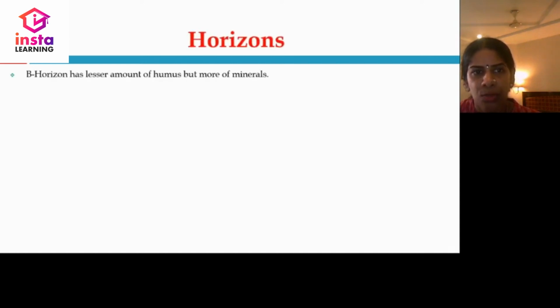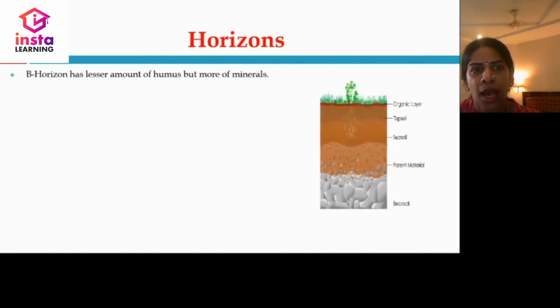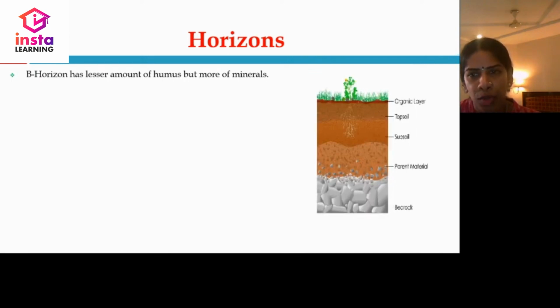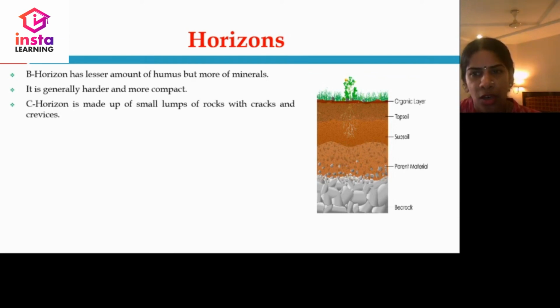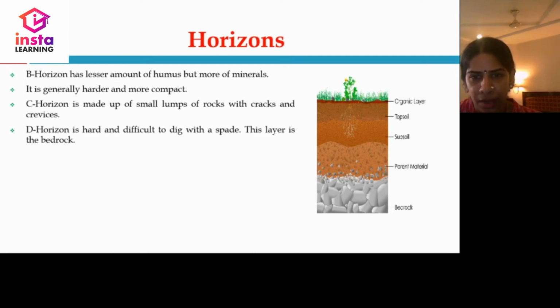Next is B horizon. B horizon has a lesser amount of humus but more minerals. It is generally harder and more compact. C horizon is made up of small lumps of rocks with cracks and crevices. D horizon is hard and difficult to dig with a spade and we call this layer bedrock.